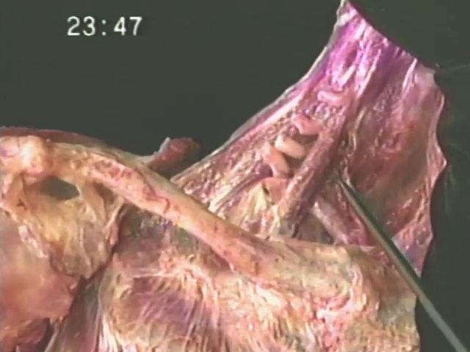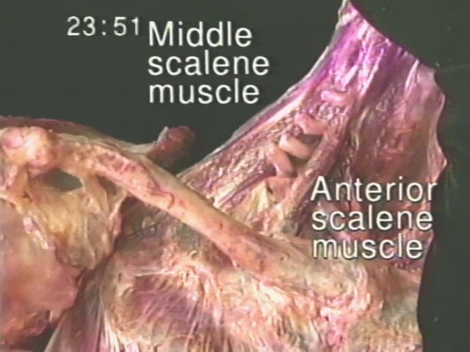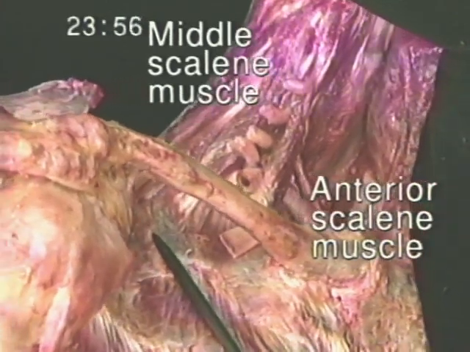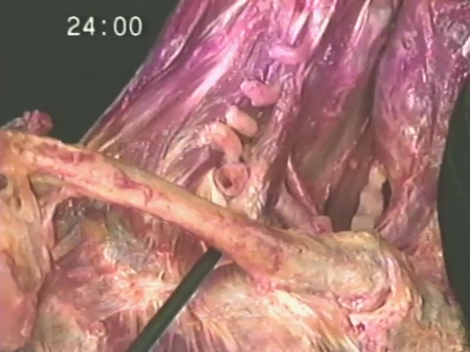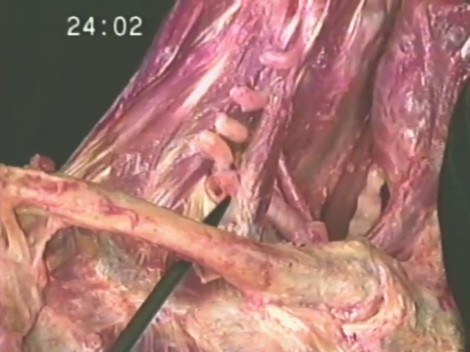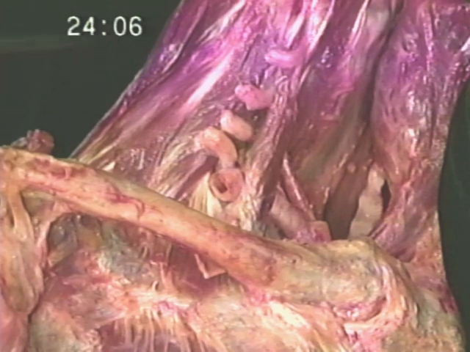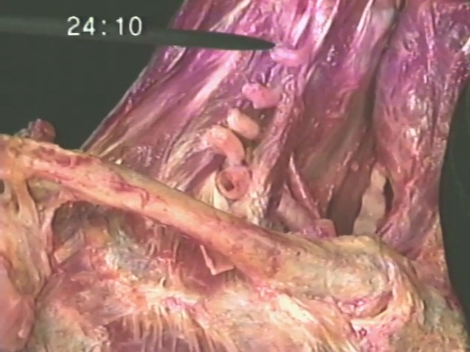These 2 landmark muscles, the anterior scalene and the middle scalene, which are attached to the first rib here and here, guard the exit of these vital structures. The vein runs in front of the anterior scalene, the artery runs behind it. Between the 2 scalene muscles, the roots of the brachial plexus also emerge.